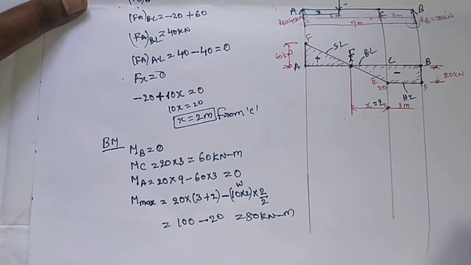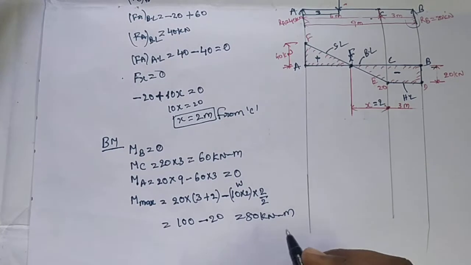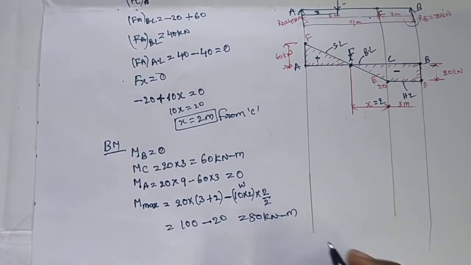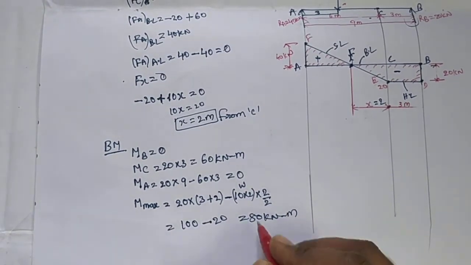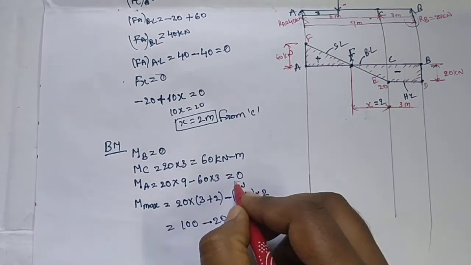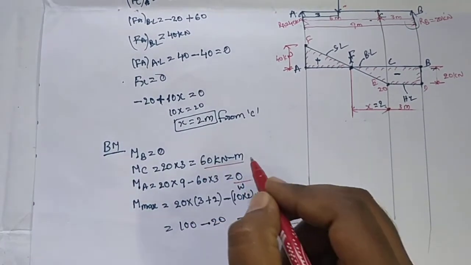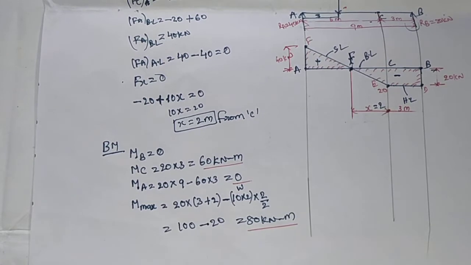The maximum bending moment value at where the shear force is 0. The maximum bending moment is 80 and bending moment at point A is 0. And bending moment at point C is 60 kilonewton meter. Okay.